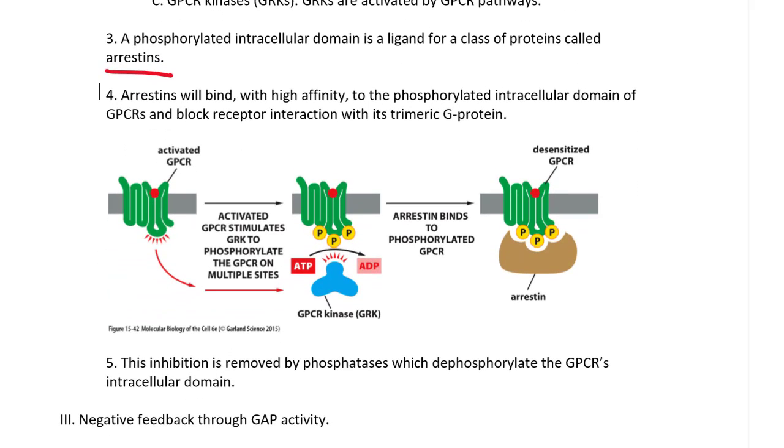In this case, it is a GRK that is responsible for phosphorylating the intracellular domain of a G protein-coupled receptor. And once that intracellular domain is phosphorylated, it becomes a ligand for this protein called arrestin. Arrestin will bind, and when it binds, it will not allow the interaction of the G protein-coupled receptor with its trimeric G protein. It simply is a physical block. This inhibition is removed by phosphatases, which dephosphorylate the G protein-coupled receptor intracellular domain. So this is kind of always active.